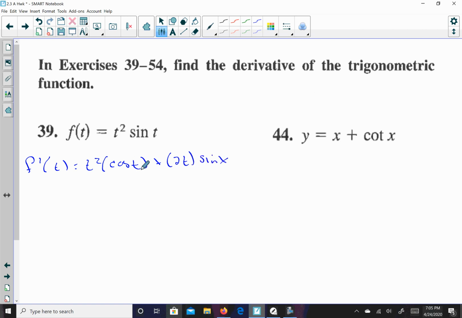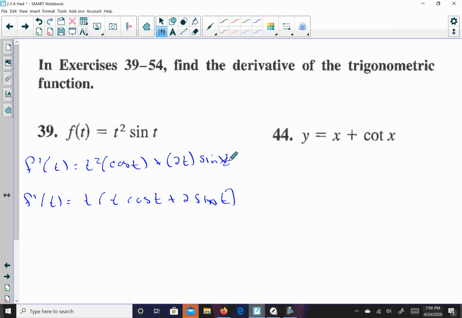Here I can see that I can factor out a t. So when I factor out a t, I'm going to have t times the quantity of t cosine t plus 2 sine t. Oh, it should be t. Sorry. That's a t. That's pretty simple.